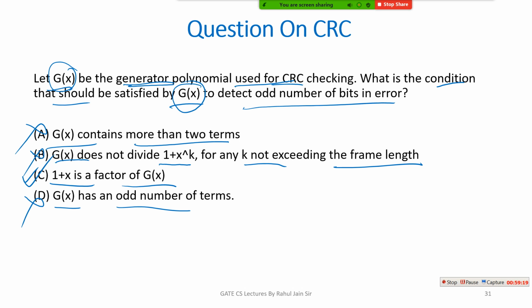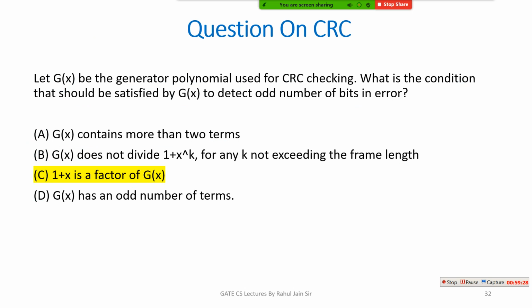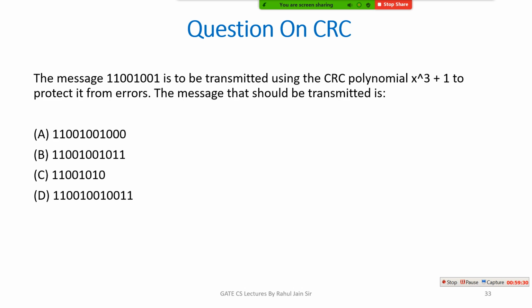The next question is in front of you now. The message 110010 01 is to be transmitted using the CRC polynomial x cube plus 1. To protect it from error, what message should be transmitted, guys? Answer me now. Very important question. What message should be transmitted to protect it from error?